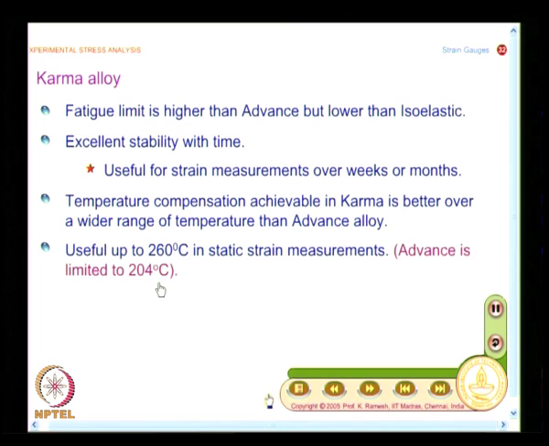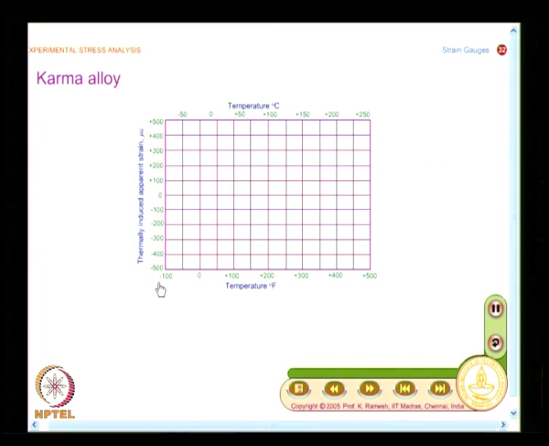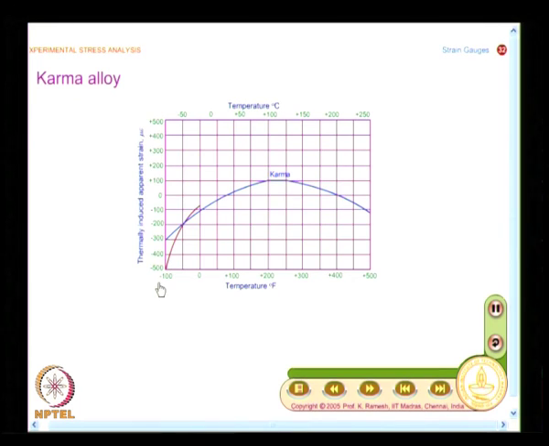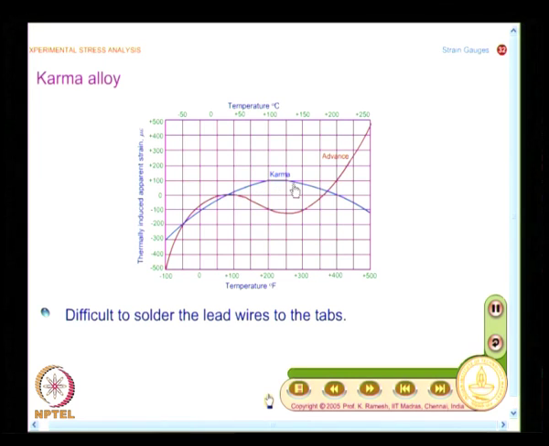See, all this information helps you to arrive at how you go about selecting a particular alloy for a given application. And now you have a comparison between Advance and Karma, both are nonlinear. And what we saw was, at room temperature Advance is good, at room temperature Karma is not good, but I have to do some kind of temperature compensation. But the temperature compensation, if I adopt it, can be done for a wider range than what you have in Advance.